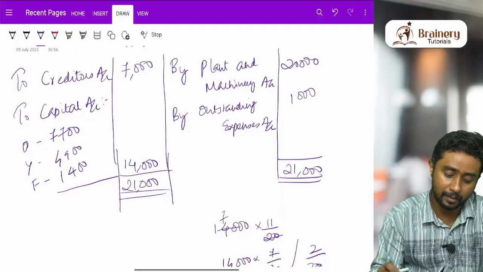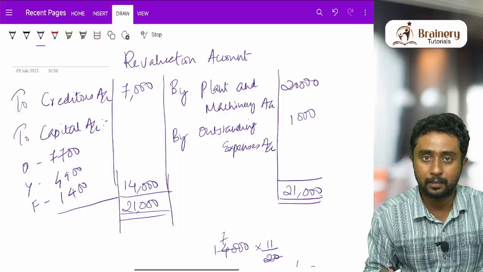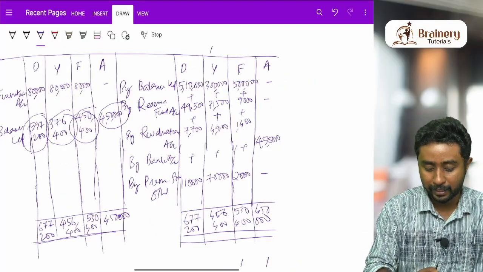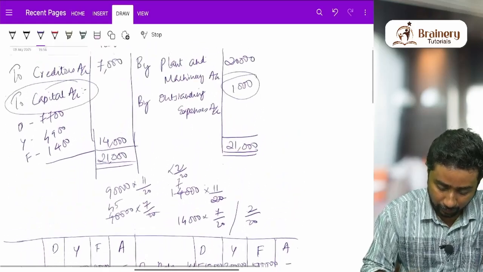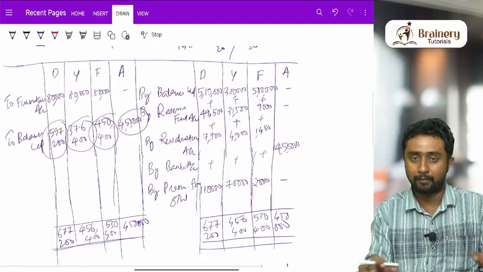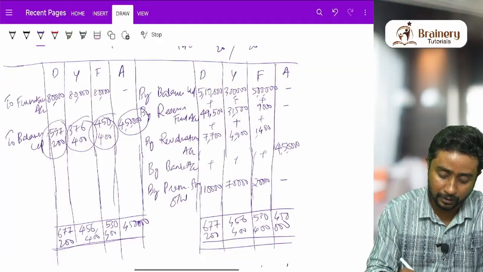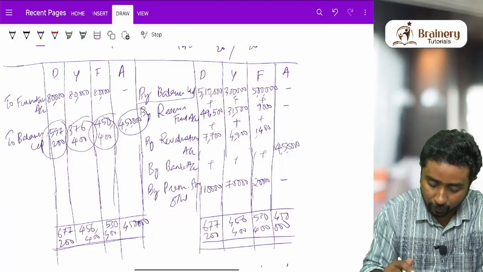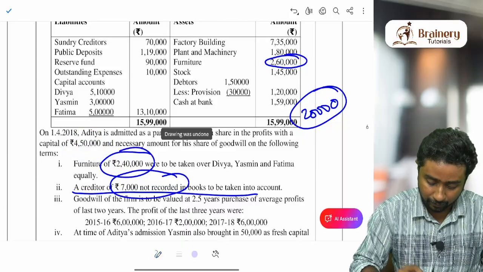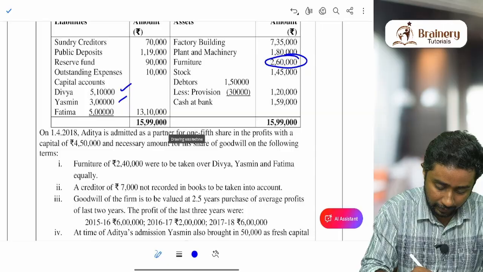Okay, so basically that is how we are preparing revaluation account. Remember that revaluation account consists of only the changes that happen to assets and liabilities. I have already prepared a capital account in which I have recorded all the amounts. When you prepare a capital account, remember that it always starts with an opening balance. From where will we get the opening balance? Opening balance is available in the given balance sheet, which is basically this 5,10,000, 3 lakh and 5 lakhs.